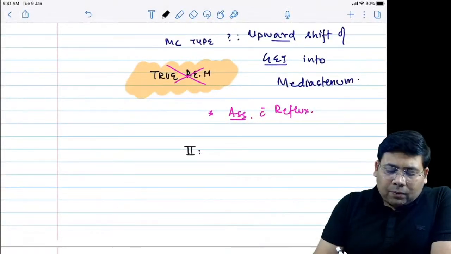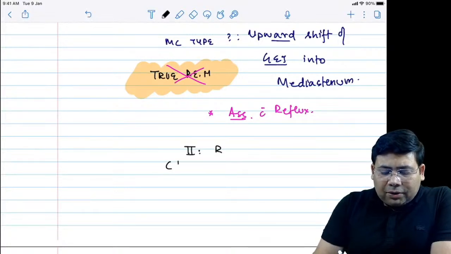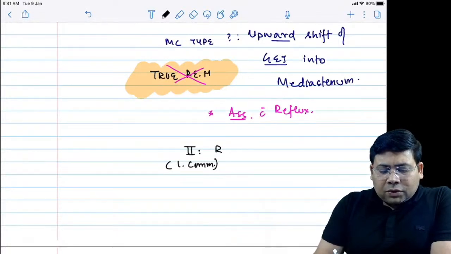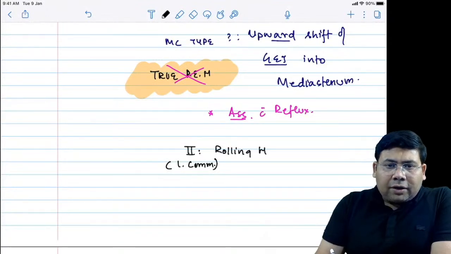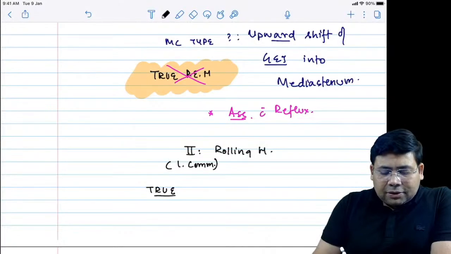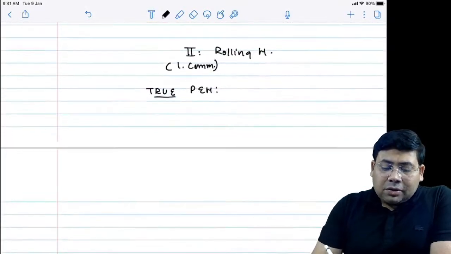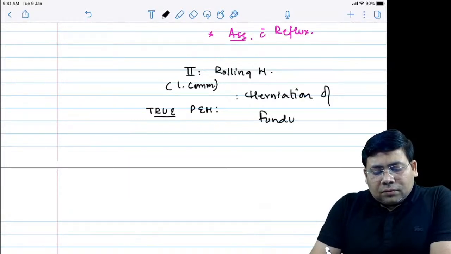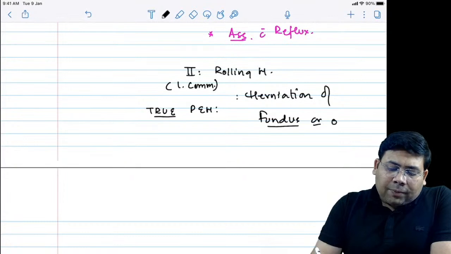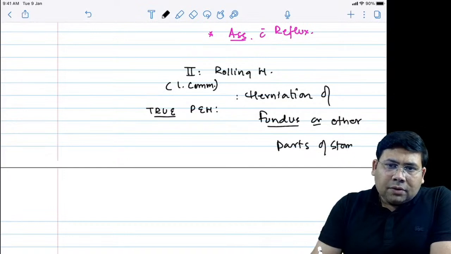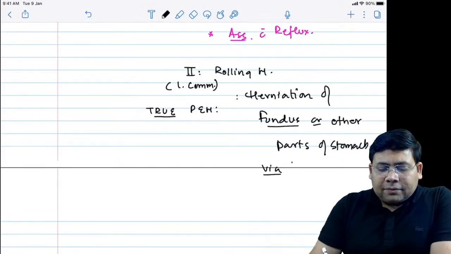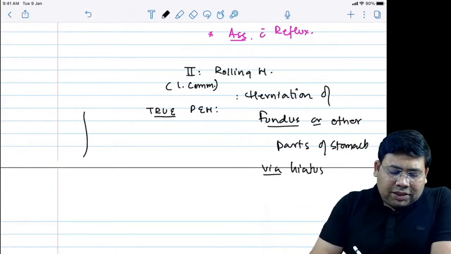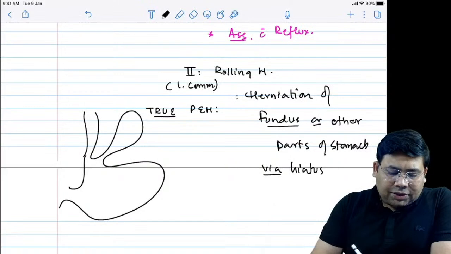Then type 2. Type 2 is the least common. So, this is rolling hernia. Do you know this is a true PEH? Why is it a true PEH? Because this is defined as herniation of the fundus or other parts of the stomach via the hiatus. Do you know the G junction is intact? The G junction is intact.